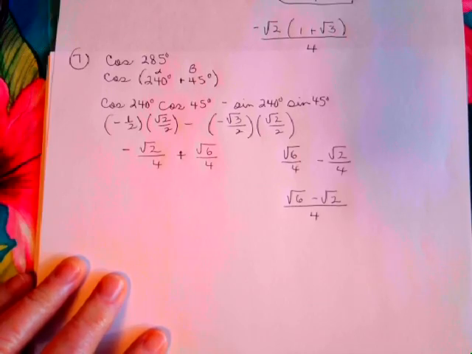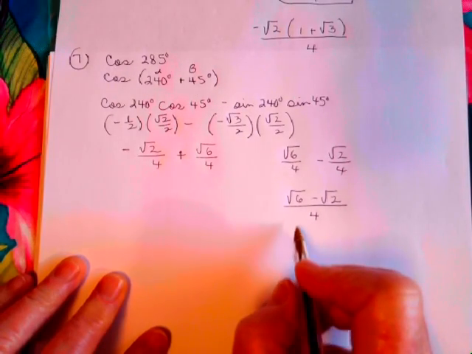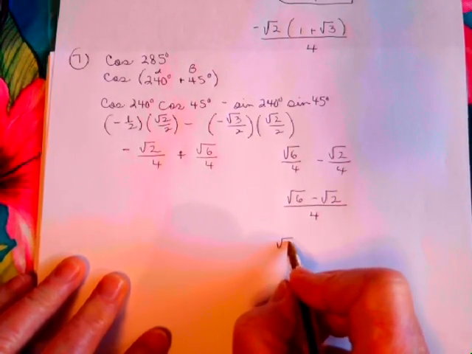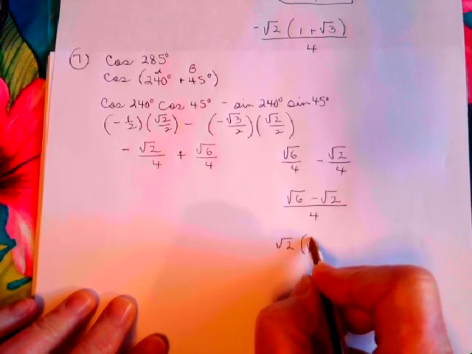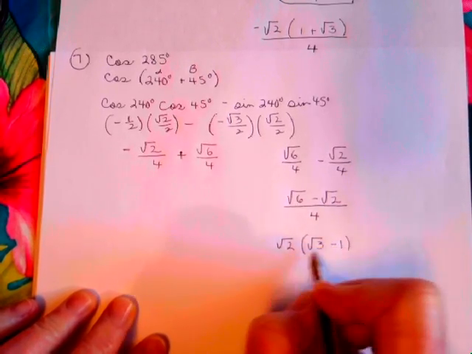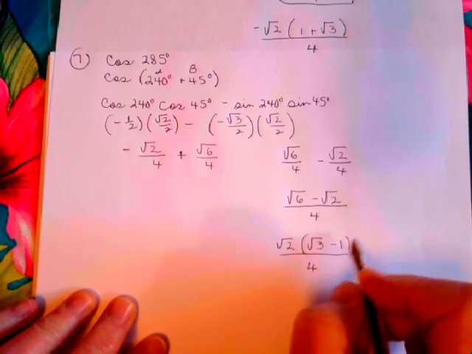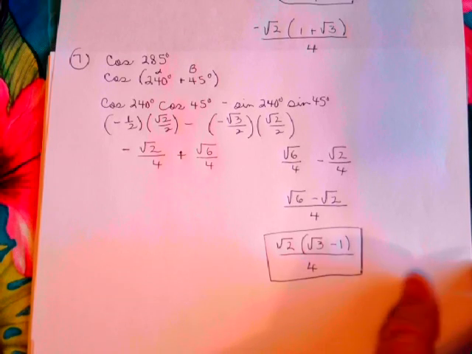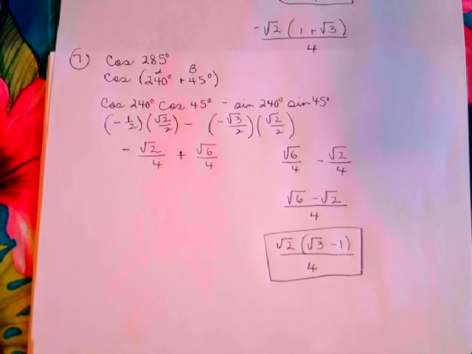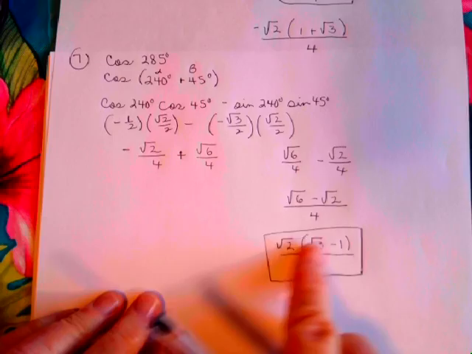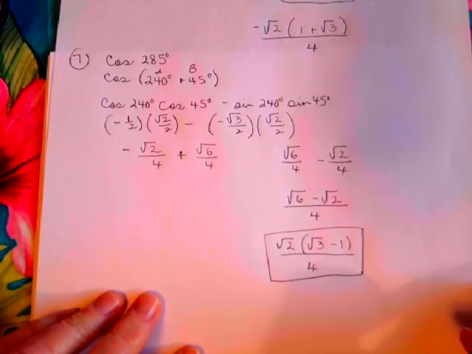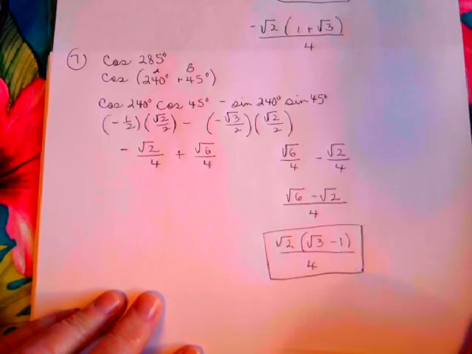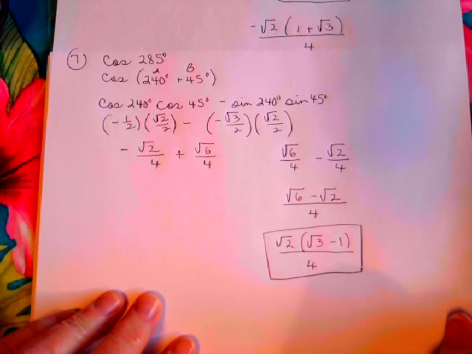Do that same little procedure we did on problem number 6. Factor out the square root of 2. You will get the square root of 2 times the square root of 3 minus 1 all over 4. Final answer. This little part right here may bother you a little bit, but if it does, you just look back at these problems on this video a couple of times until you feel comfortable with it.